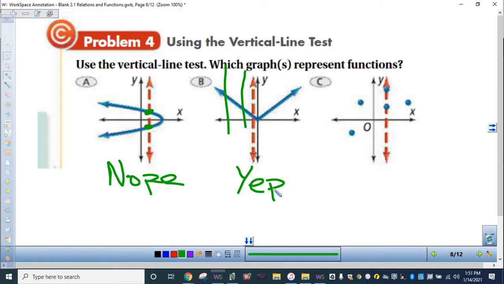The last one, because we hit with this vertical line those two dots, those two ordered pairs, it's not a function. Okay? So pretty easy, right?